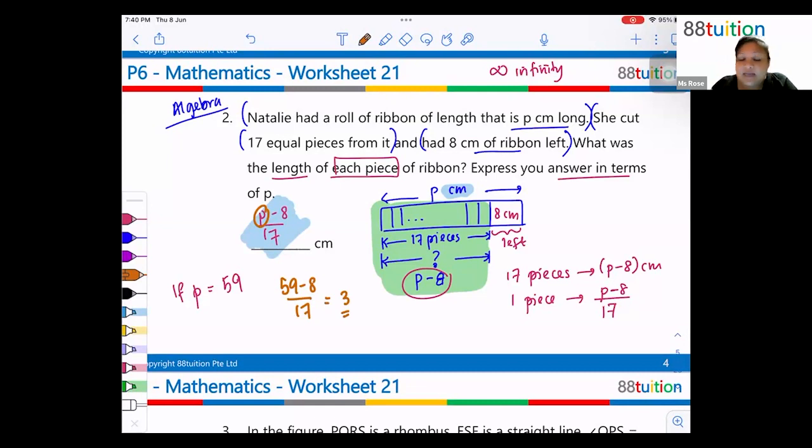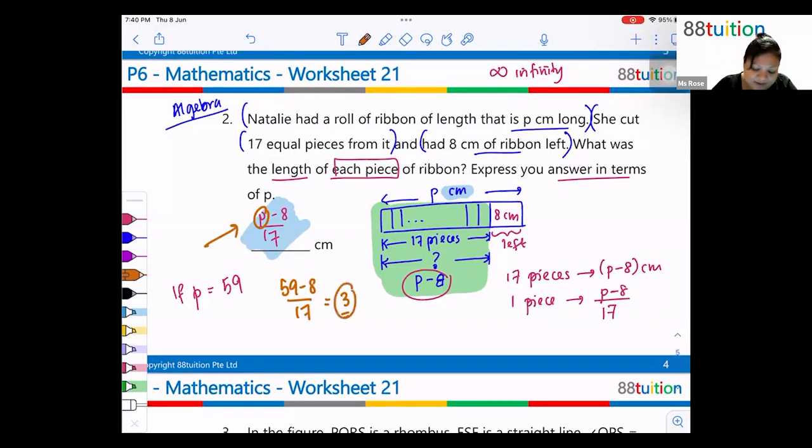So sometimes in an algebra question, you need to leave your answer as an expression like that. Sometimes they tell you the value of the unknown or the letter. Then what you need to do is to replace that letter with a number, for you to get a value like this. So this is an example if P is equal to 59.